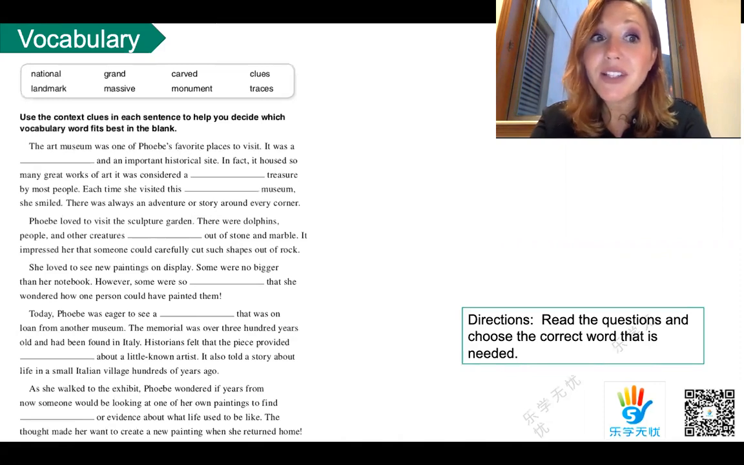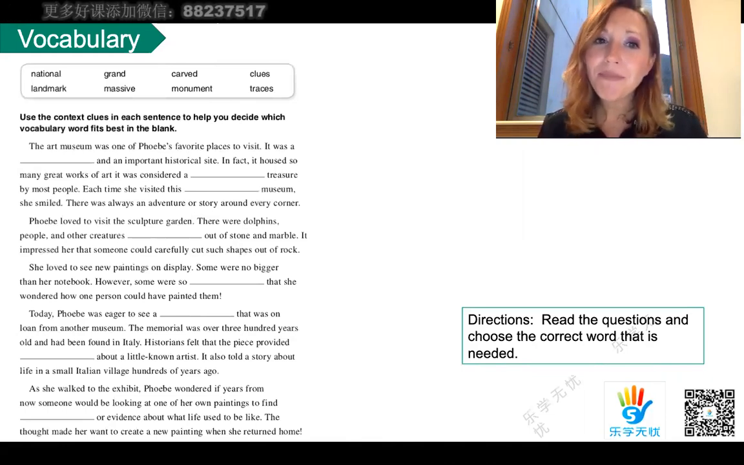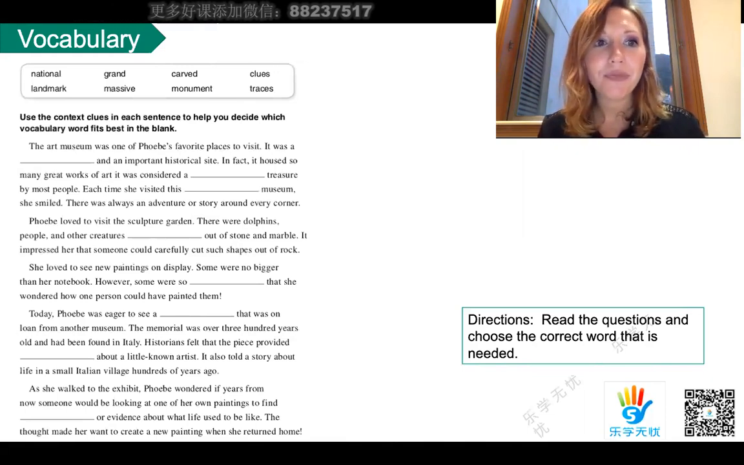Phoebe loved to visit the sculpture garden. There were dolphins, people, and other creatures, out of stone and marble. It impressed her that someone could carefully cut such shapes out of rock. She loved to see new paintings on display. Some were no bigger than her notebook. However, some were so that she wondered how one person could have painted them.